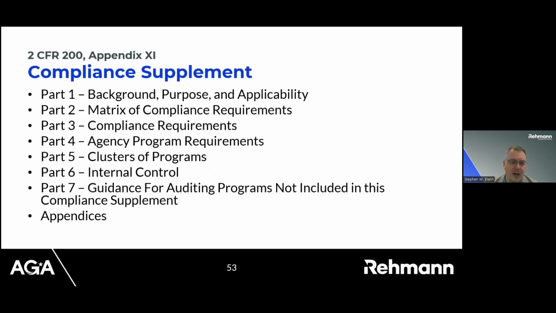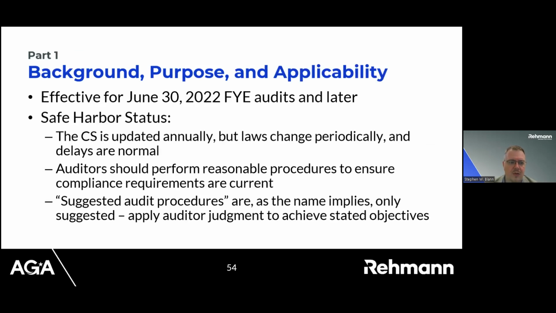The same as in prior years, the compliance supplement is divided up into 7 parts and a series of appendices. We're going to focus just on the highlights of those now. So the new compliance supplement is effective, even though it came out in May, it's dated in April, it's effective for June 30, 2022 fiscal year end audits and later. It cannot be applied to earlier years.